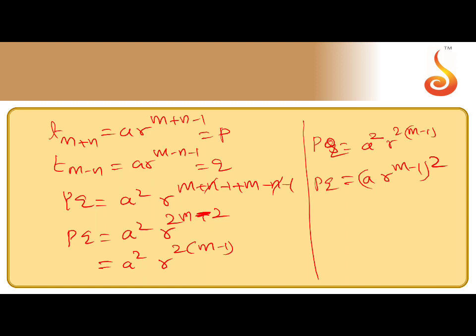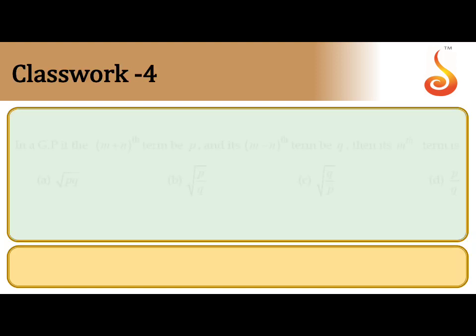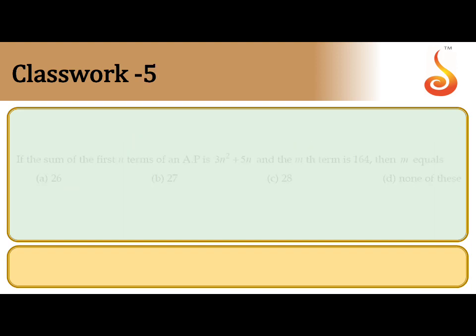So now you can take square root on both sides. Root PQ equals A, the root is cancelled, R power m minus 1. So root PQ equals A R power m minus 1, which is Tm. Therefore the mth term is root PQ. I hope you understand this one. So the mth term is root PQ. Check the answer. Option A is correct. I hope you understand. So let us move to the next question.